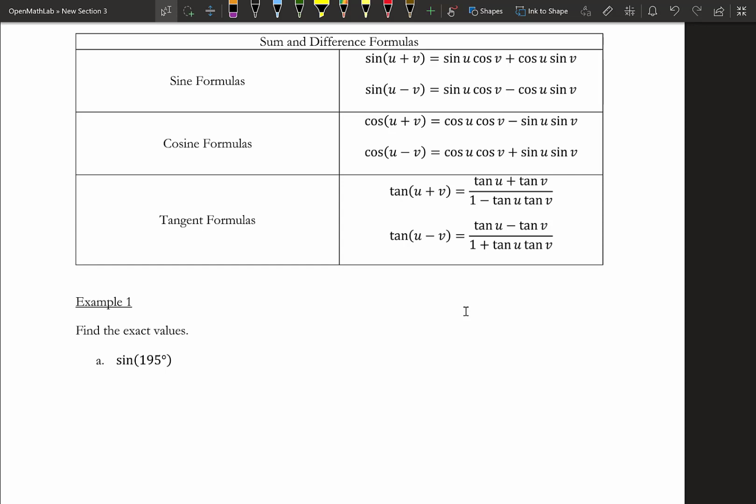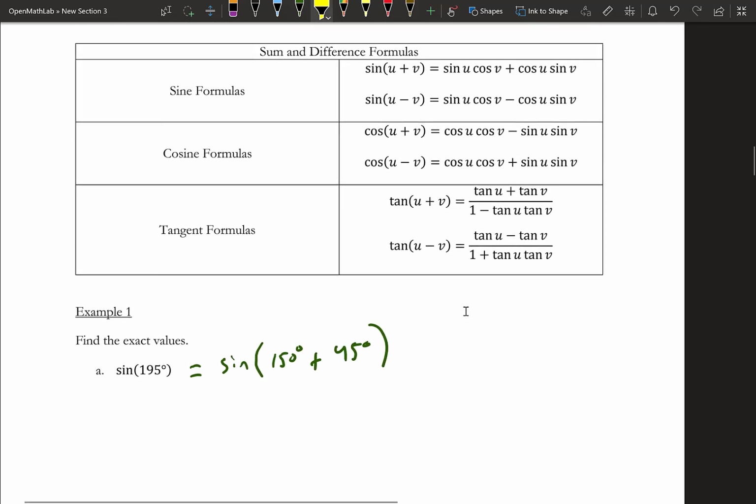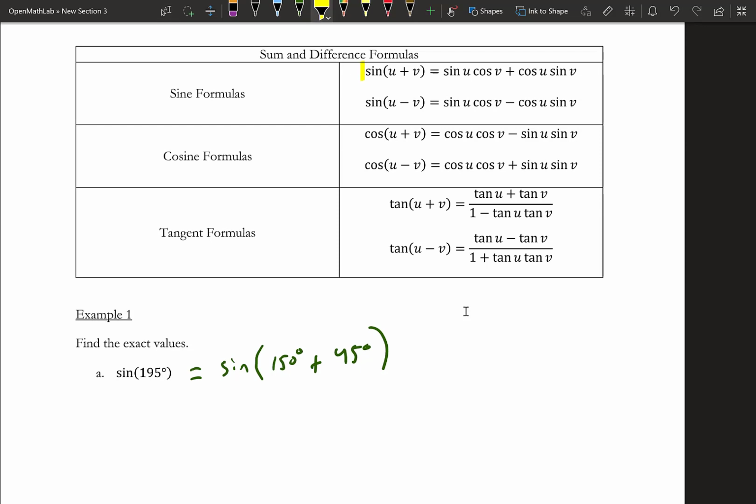we can find the sine of 195 degrees, right? Because this is equal to sine of 150 degrees plus 45 degrees, because 195 is equal to 150 plus 45. And 150 and 45 degrees we can get from the unit circle, right? So then what we would want to do is use the appropriate formula. So this would be a sum of sine formula, right? This formula. So we can just fill in those values. So this is my u, and this is my v, right?